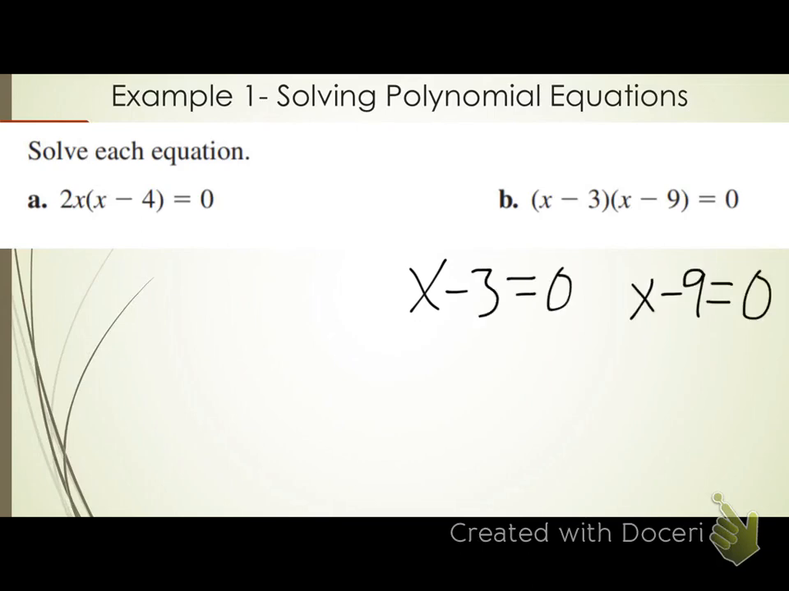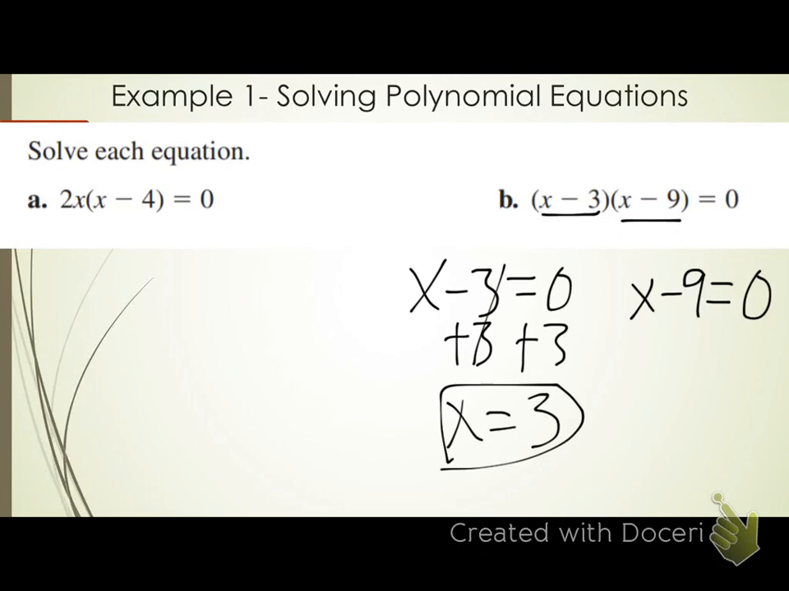There we go. Two things being multiplied together to equal 0. So I know one of these two things must be 0. So I take each factor, set it equal to 0. Now I'm just solving each of these equations for x. x minus 3 equals 0. How would I get x by itself? Add 3 to both sides. x equals 3. x minus 9 equals 0. How would I get x by itself? Add 9 to both sides. x equals 9.